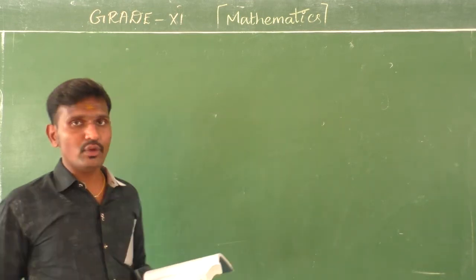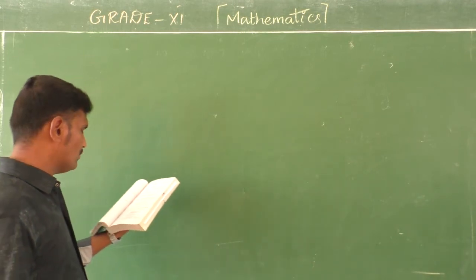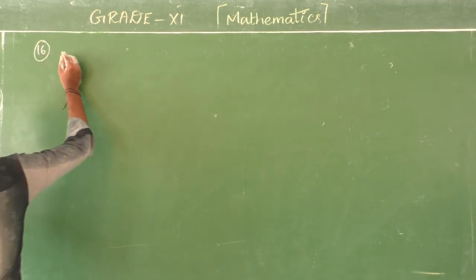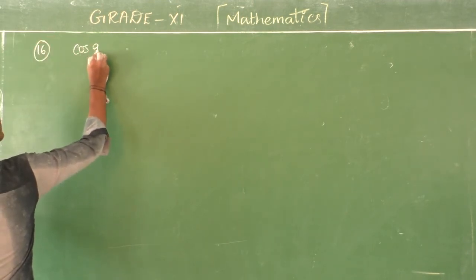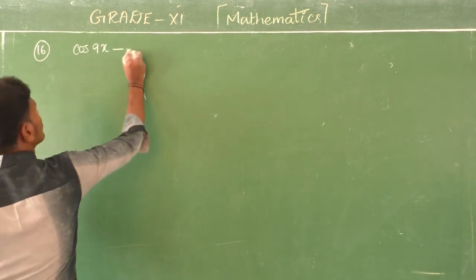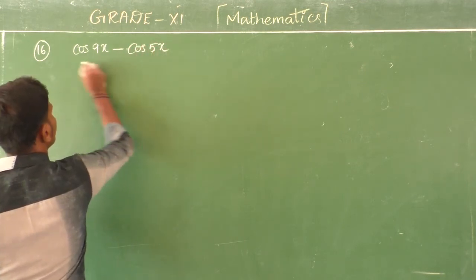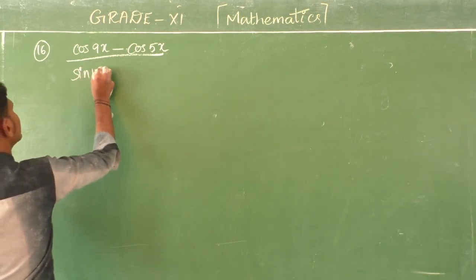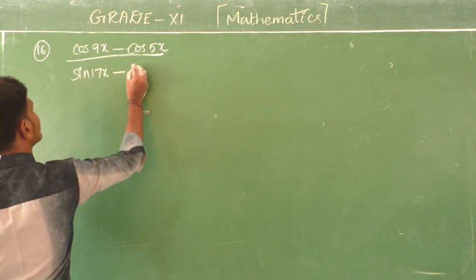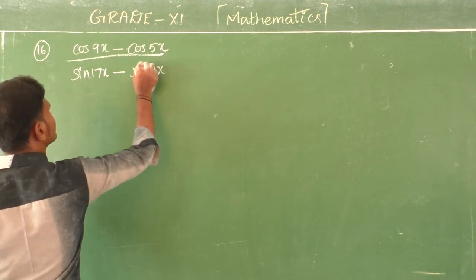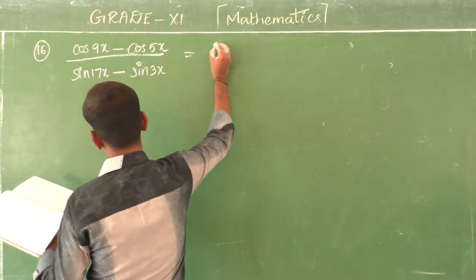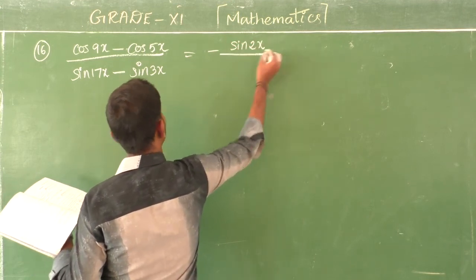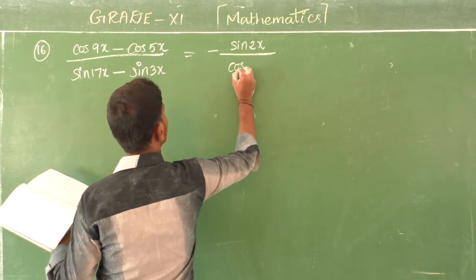Now, sin x plus sin y we are saying, no? So I change and give you cos questions. The 16th question is based upon cos: cos 9x minus cos 5x, whole divided by sin 17x minus sin 3x, which is equal to minus sin 2x, whole divided by cos 10x.